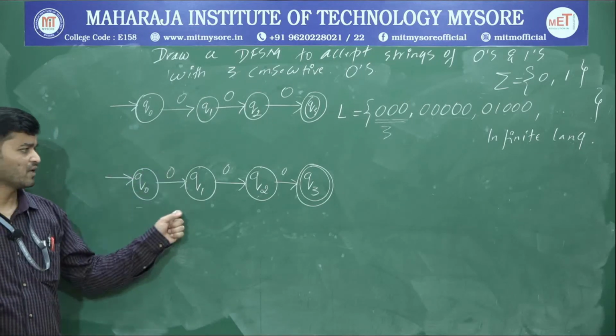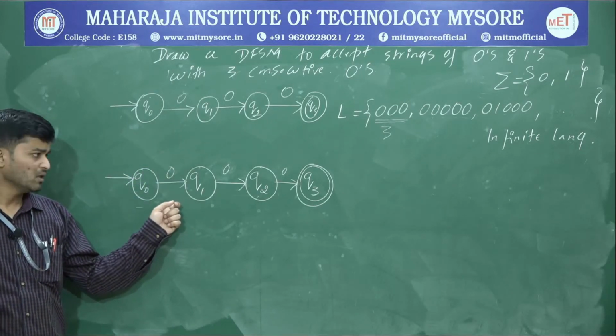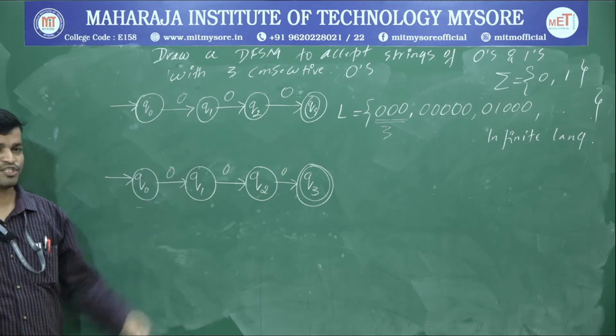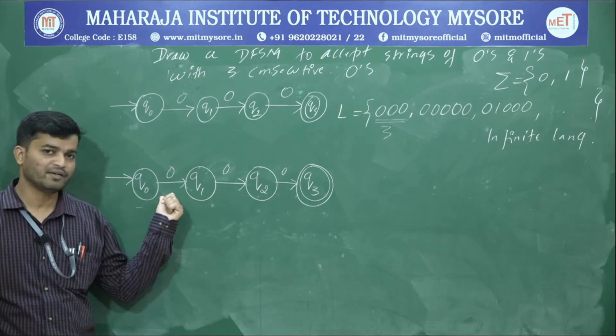Okay, rewrite this skeleton one more time. Next, you build the transitions. So how to build them? Sigma is 0, 1. From each state there should be exactly 2 paths.